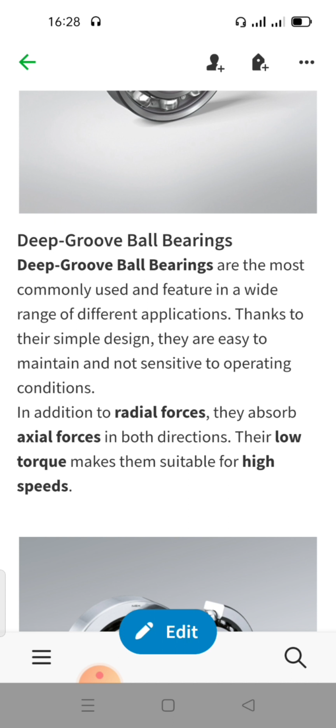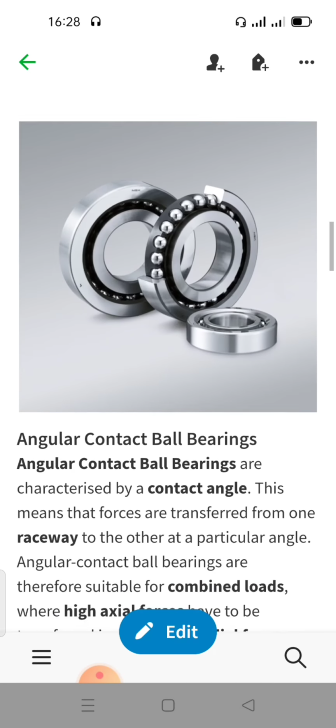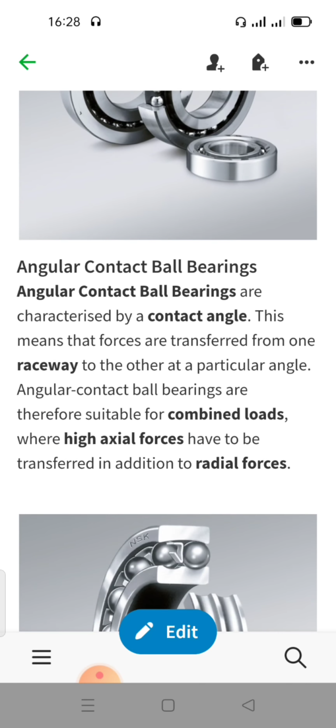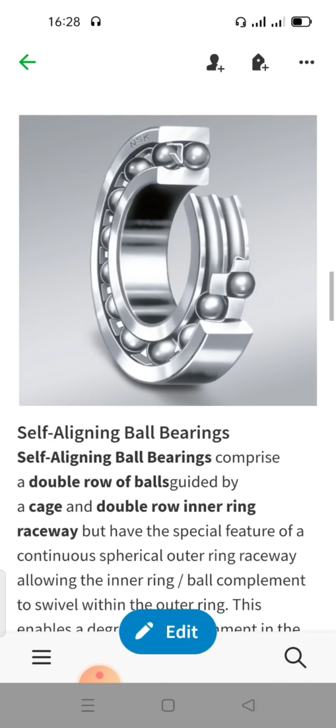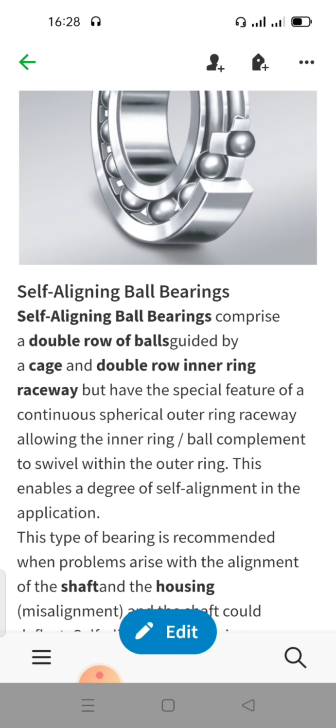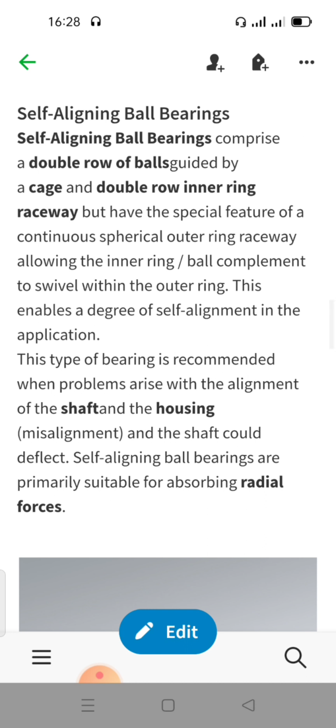Deep groove ball bearing, it is the medium radial forces, medium axial forces. Now angular contact ball bearing, high axial forces, medium radial forces. Now self aligning ball bearing, what? Telling high radial forces with medium axial forces. So as per application, we have to choose which type of bearing we have to put in that machine.